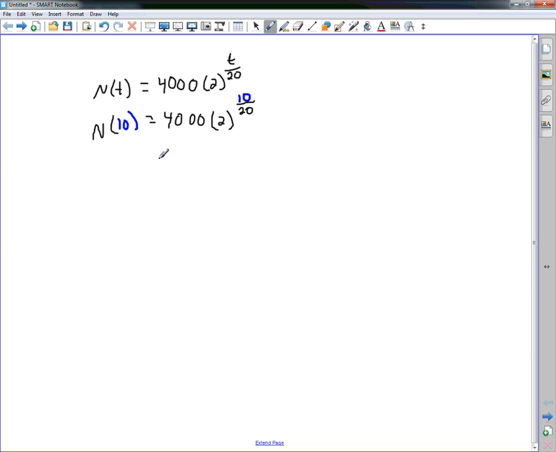So here's where the order of operations starts. So we're going to keep the 4,000. I'm going to reduce my fraction. 10 over 20 reduces to 1/2. So now what I want to do is I want to go ahead and do 2 to the power of 1/2 first. Then I want to multiply it by 4,000. So let's go ahead and look at our online calculator that we have.